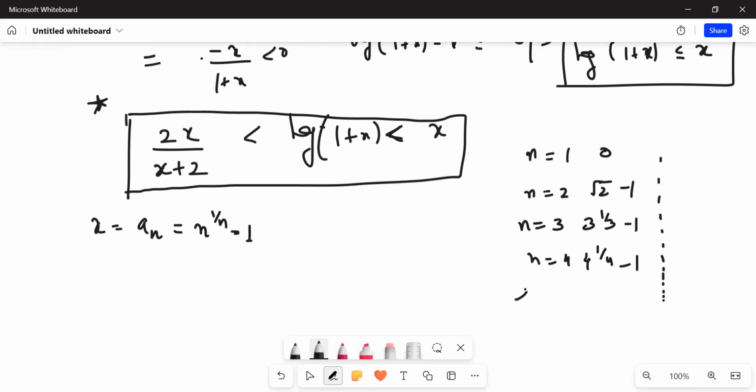And the limit value would be 0. Why will it be 0? Because this limit is 1. This is also a separate question in itself. Don't worry. So just for the time being, I'm writing x is equal to a n, and a n is equal to n to the power 1 by n minus 1. I hope it is clear.